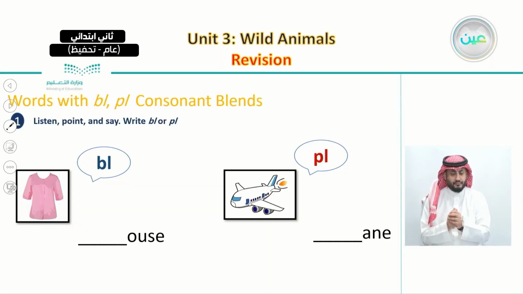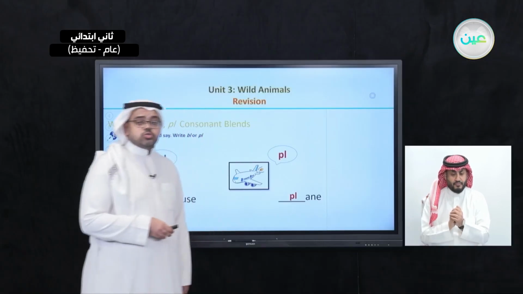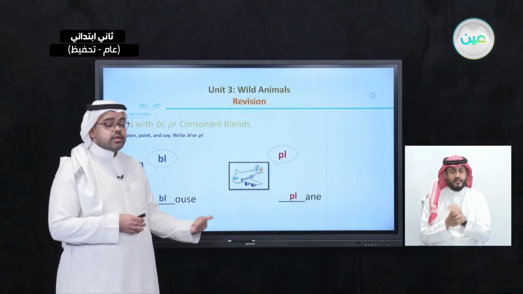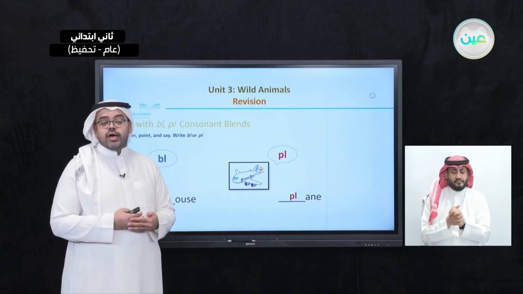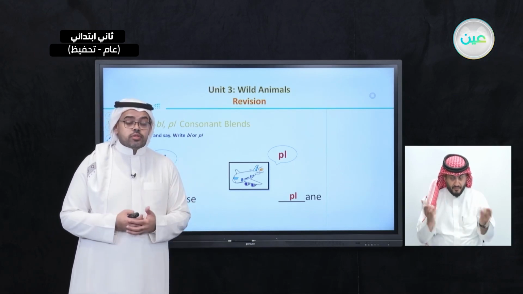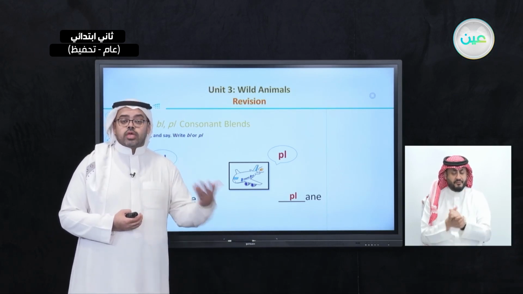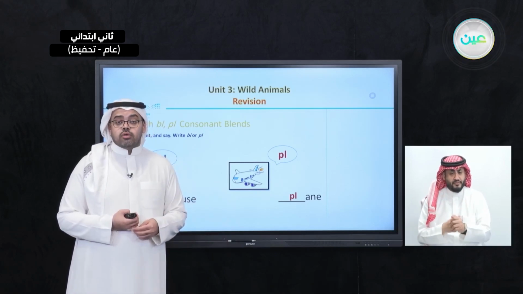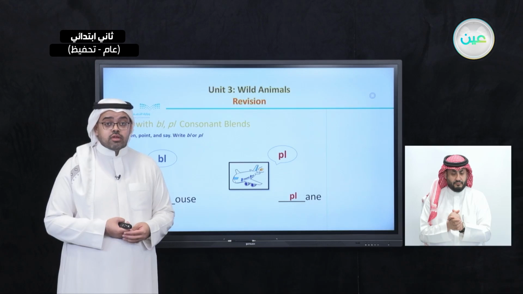So what we said is that we're going to listen to the two different words with these two different sounds. The first one is BL, as in the word blouse, blouse. And the second one is PL, as in the word plain, plain. So what you're going to do now is listen again and also answer the question again, just to differentiate between these two different sounds, and then we can move on to practicing our exercise in today's lesson.